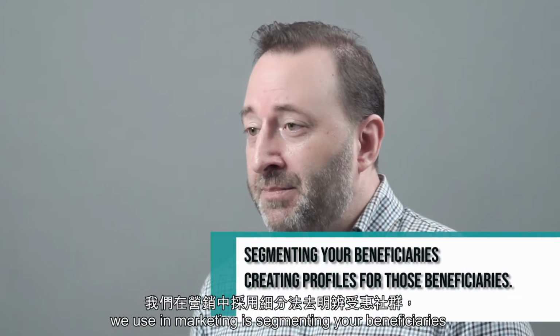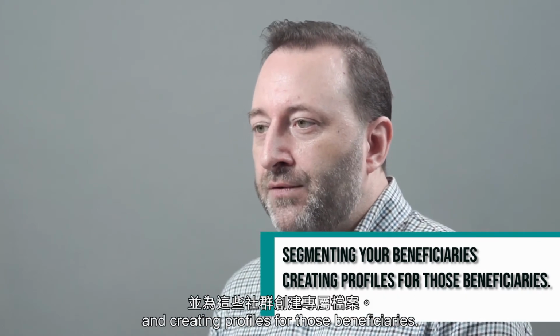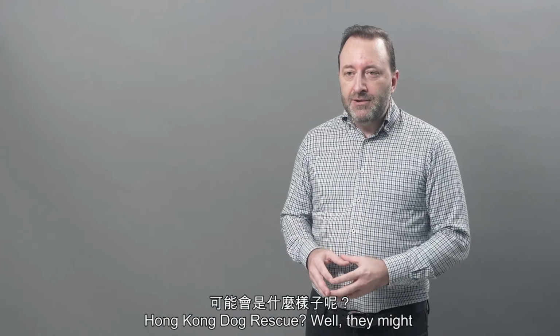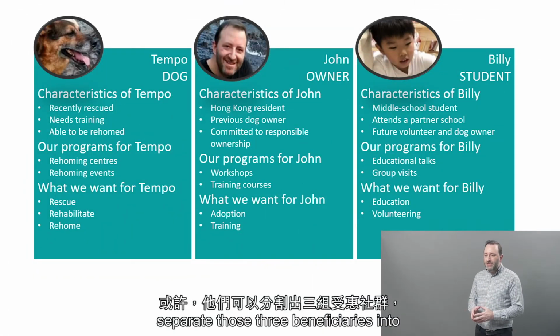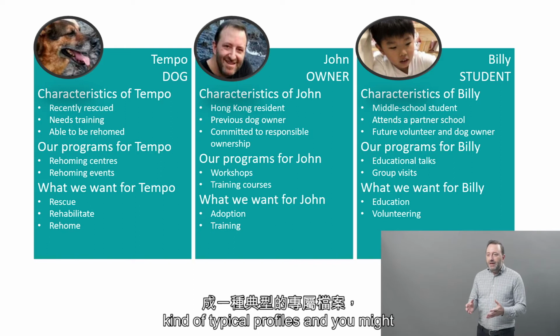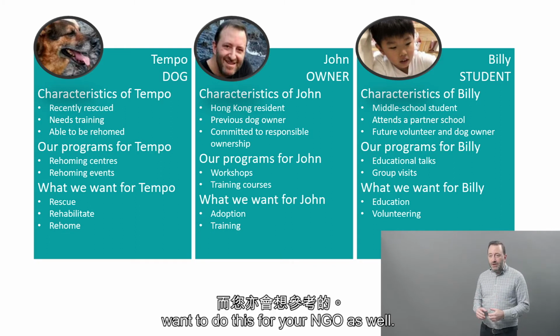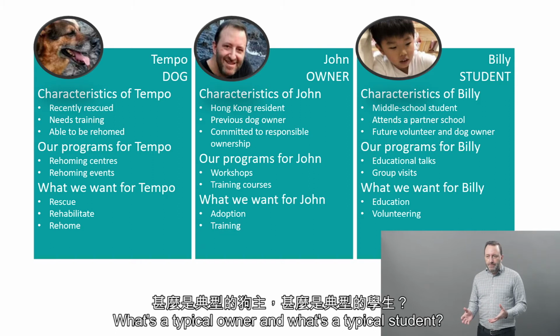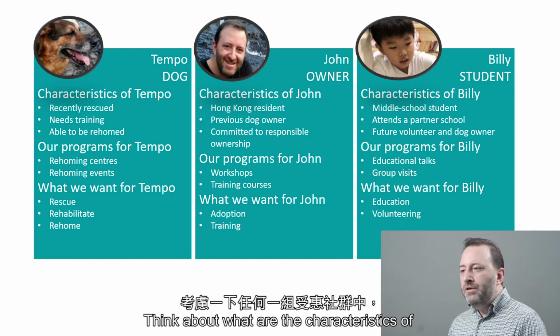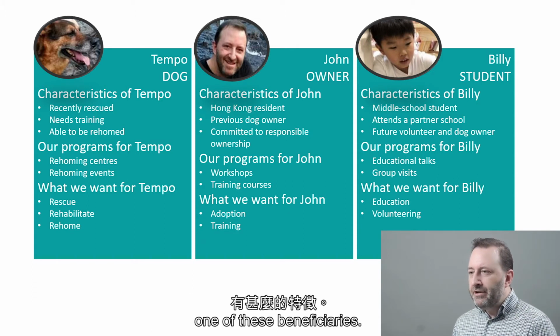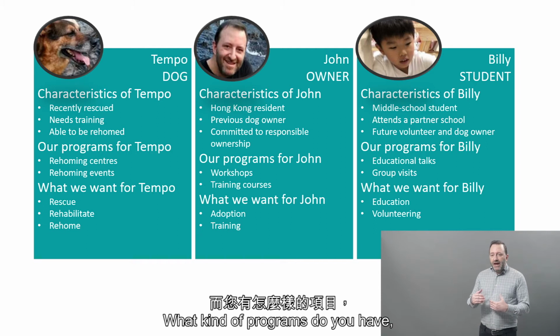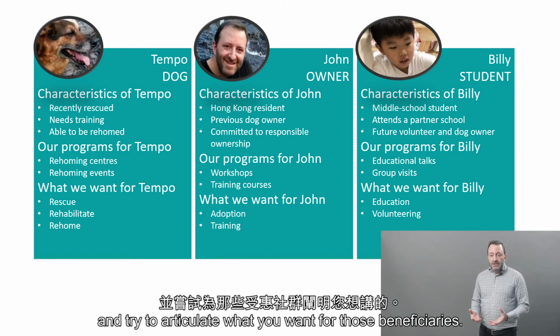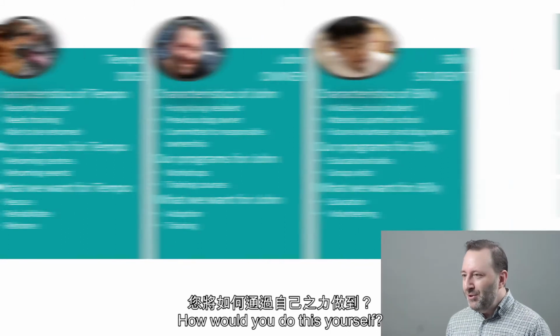One of the most powerful tools that we use in marketing is segmenting your beneficiaries and creating profiles for those beneficiaries. What might that look like for an organization like Hong Kong Dog Rescue? Well, they might separate those 3 beneficiaries into kind of typical profiles. And you might want to do this for your NGO as well. What would a typical dog look like with Hong Kong Dog Rescue? What's a typical owner? And what's a typical student? Think about what are the characteristics of one of these beneficiaries. What kind of programs do you have? And try to articulate what you want for those beneficiaries. How would you do this yourself?